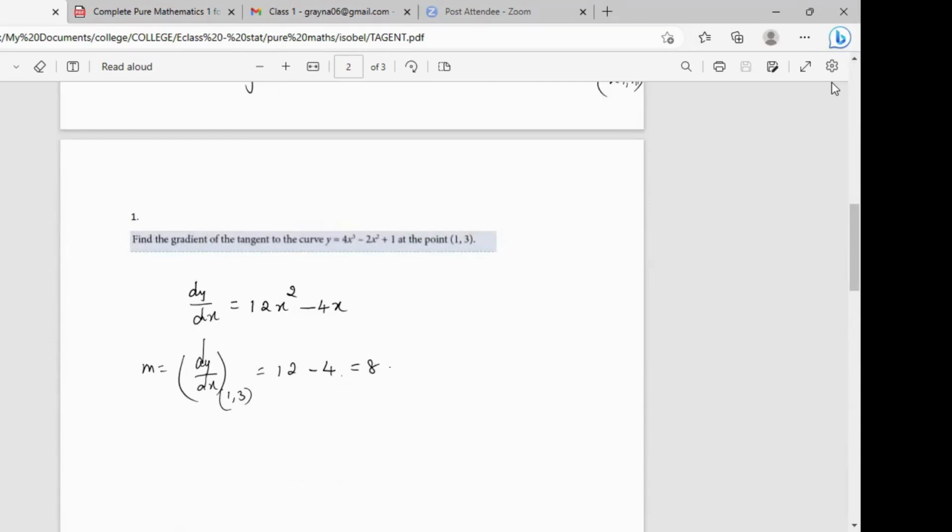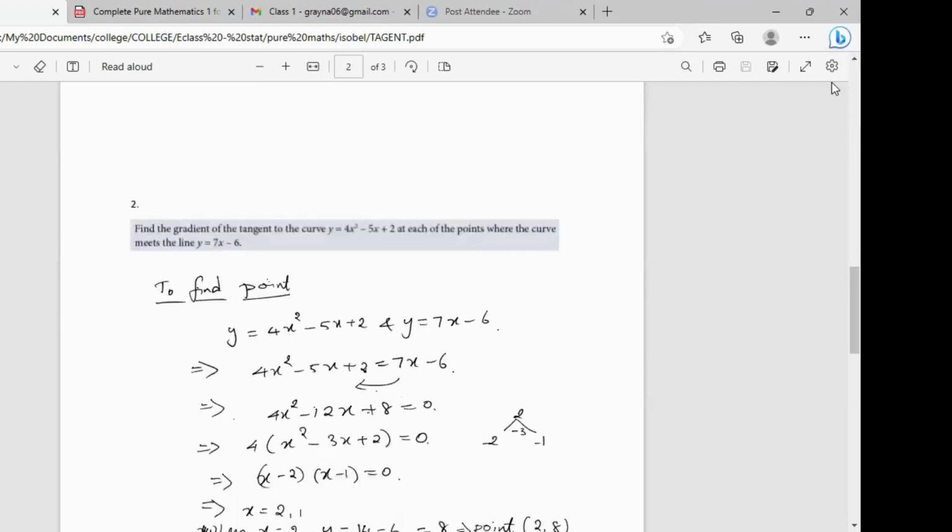M is equal to dy by dx at the point. Here the point is given, so if you substitute, you will get that answer. Here also they ask you to find the gradient, but what is the formula to find the slope? Dy by dx at the point, right?